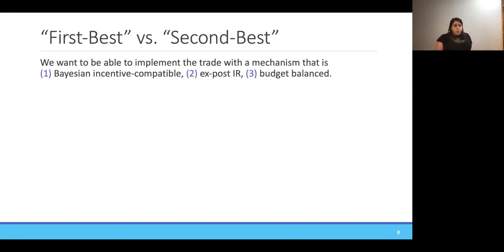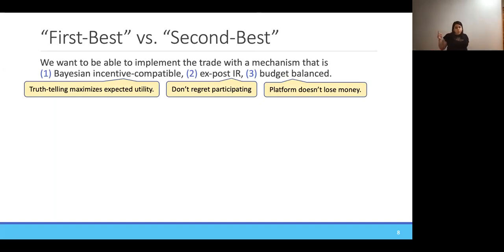So let's talk about what we mean by optimal gains from trade. There are two notions: first best and second best. These are economics terms if you're unfamiliar with them. Basically, we want to implement the trade with a mechanism that has three desirable properties. One is Bayesian incentive compatible, two is ex post individually rational, and three is budget balanced. What does that mean? One, we want truth telling to maximize utility in expectation. Two, we don't want buyers and sellers to regret participating. And three, we don't want the platform to lose any money. They shouldn't have to inject money into the trade to make things work.